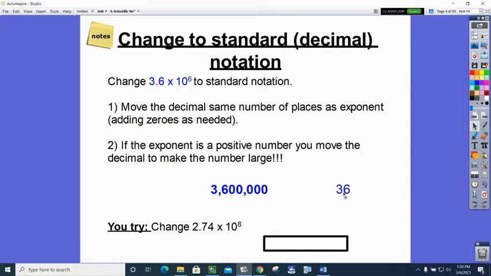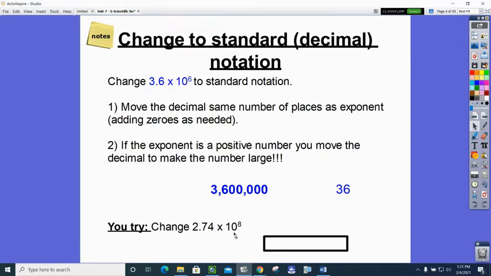My cursor is the decimal, 6 places to make this number bigger because the 6 is positive. So I'm going to go around the 6, which was using up one of the places, and then add 5 zeros. And you can see the answers right here. So 3,600,000 is 3.6 times 10 to the 6.